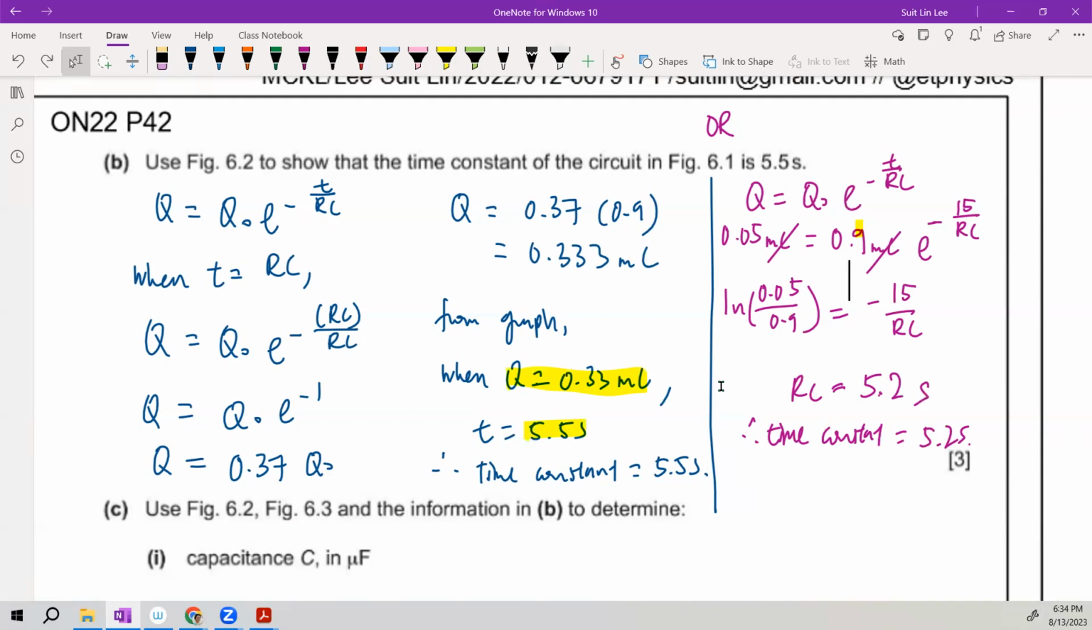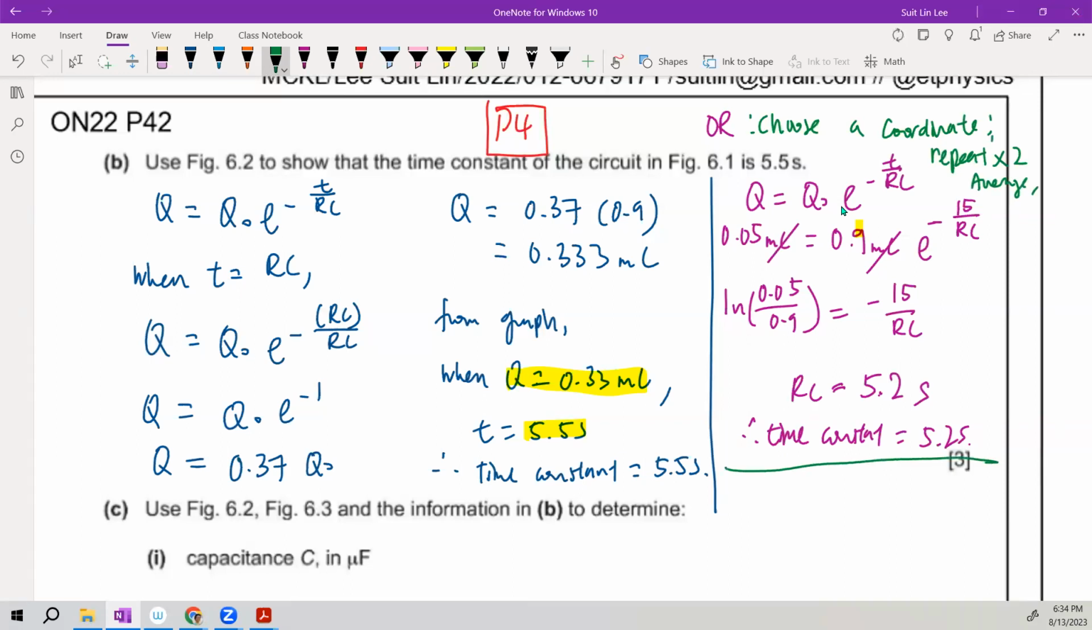If you do it this way, because you take a coordinate, this one is generally for paper 4. If you're not using an identity like my first method, so if you are choosing a coordinate, like for example, I read that one box, it may not be accurate. So you need to repeat two times and then average. Meaning you repeat again, choose another coordinate. It's a lot of work. Now I remember why I don't recommend it.